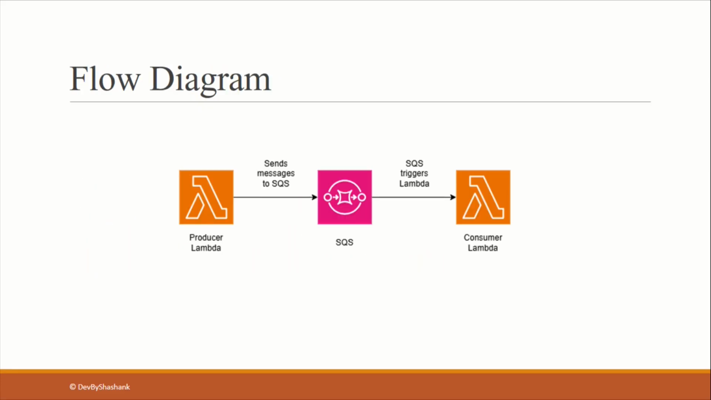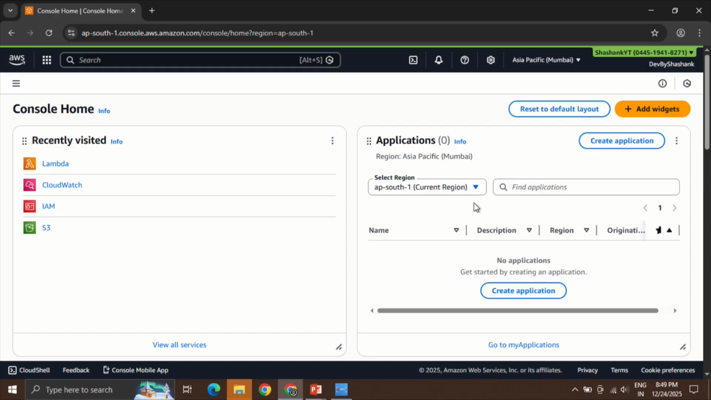So this is going to be the flow. We'll have a producer Lambda that will send a message to SQS, and then SQS will trigger a consumer Lambda that will process the request. Okay, so let's see what SQS is and how to implement this solution. Let's come to the AWS console.